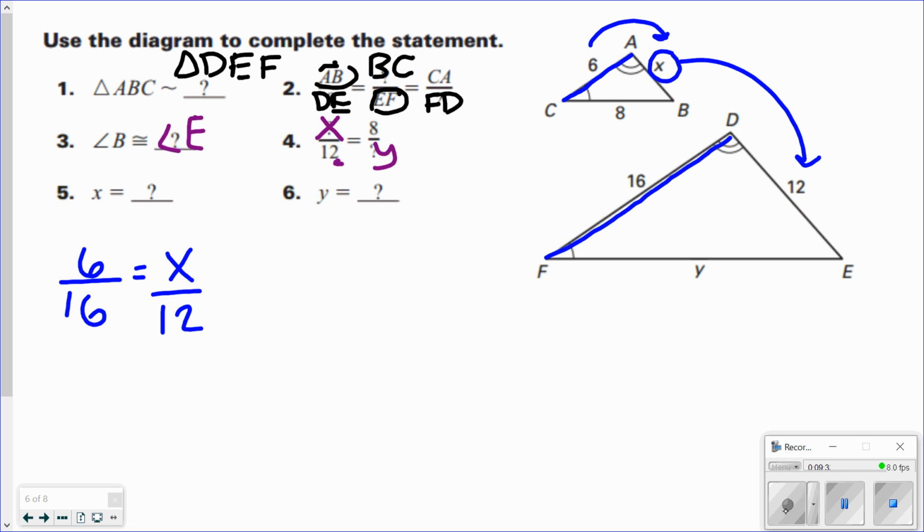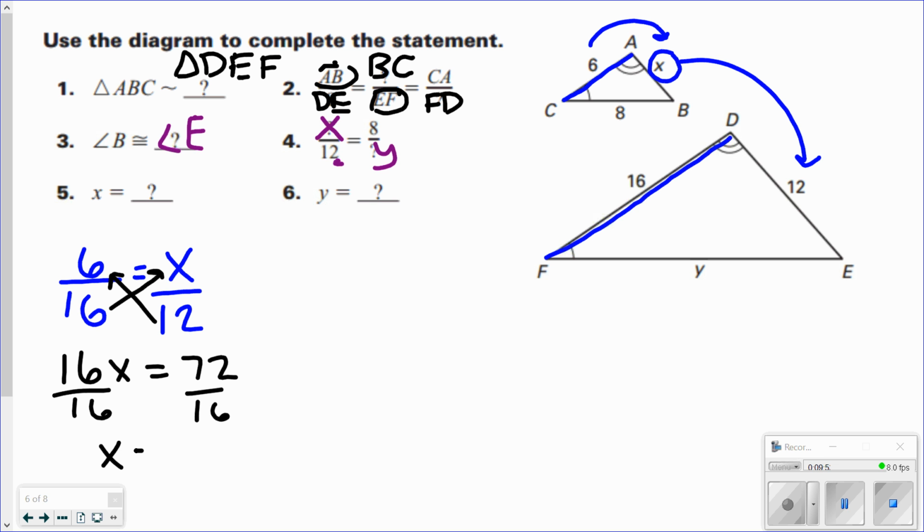So now that I have my ratio, I'm going to use cross multiplication here. So 16 times X is 16X. 12 times 6 is 72. Divide by 16, divide by 16, which means that X is equal to the fraction 9 over 2. And if you plug 9/2 in your calculator, that's really 4.5.